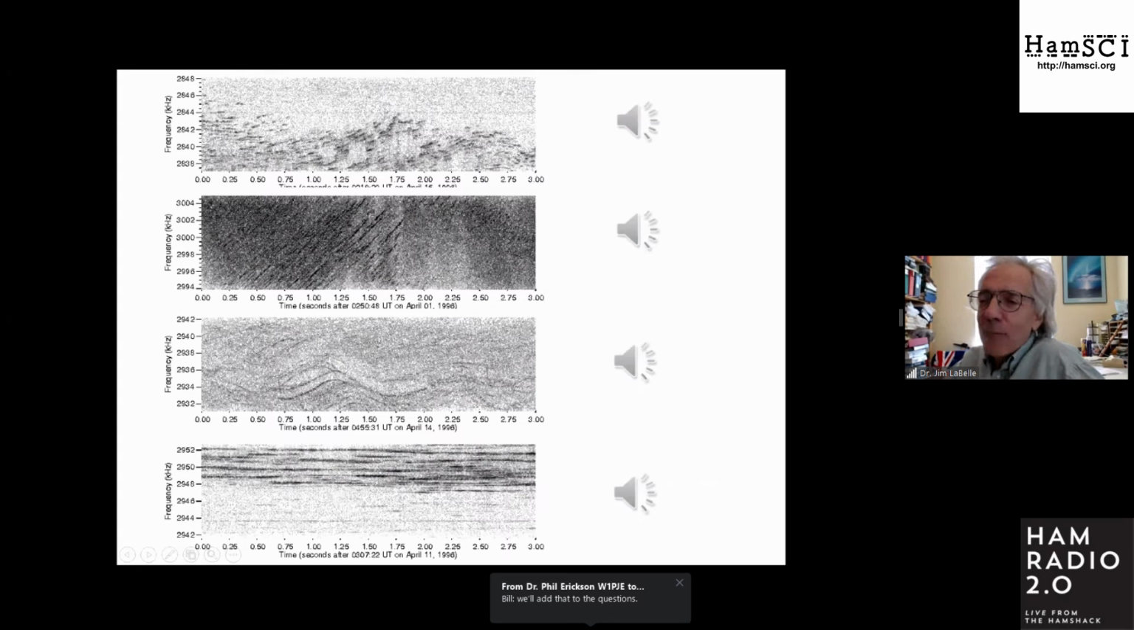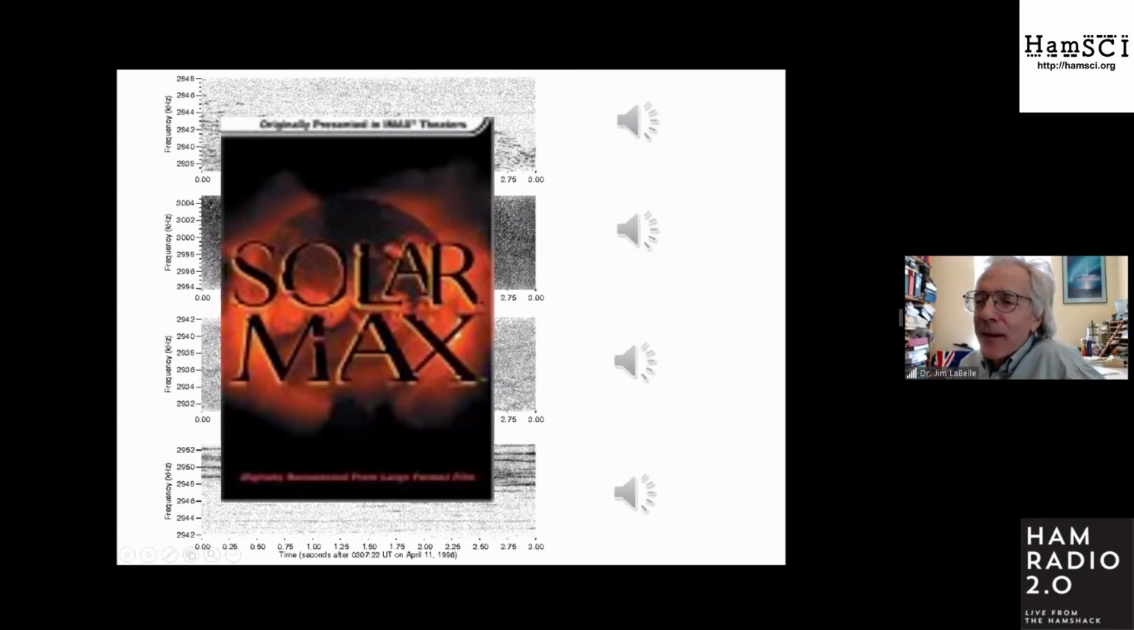By the way, if you like what you hear, you can go watch the IMAX movie, Solar Max, which was filmed by one of our colleagues, Robert Ether. And in this movie, which I recommend, when the aurora comes on, the sounds that you hear are the aurora sounds from our laboratory. So anyway, just a plug for Robert Ether's movie.